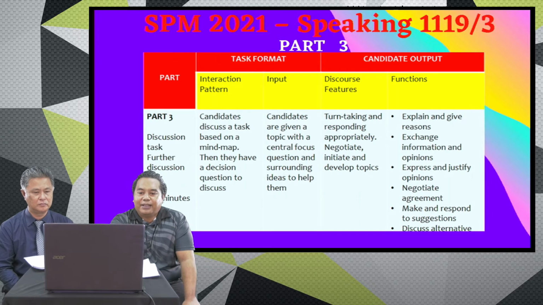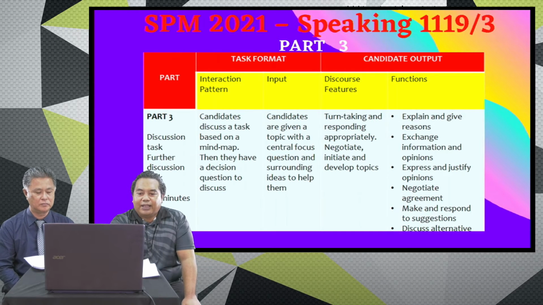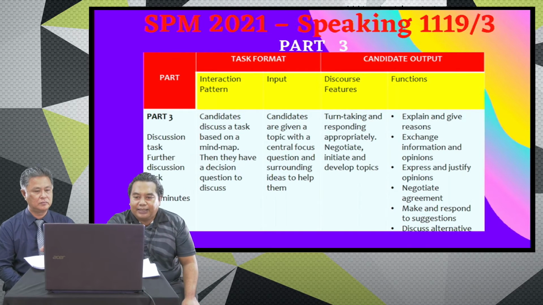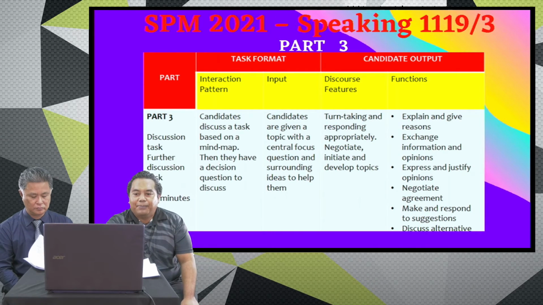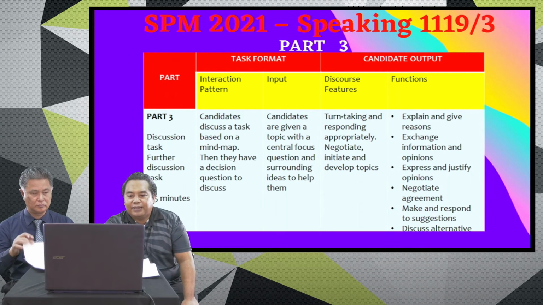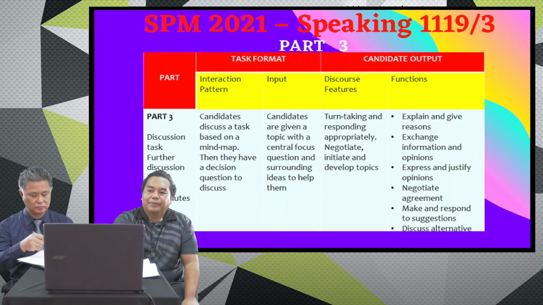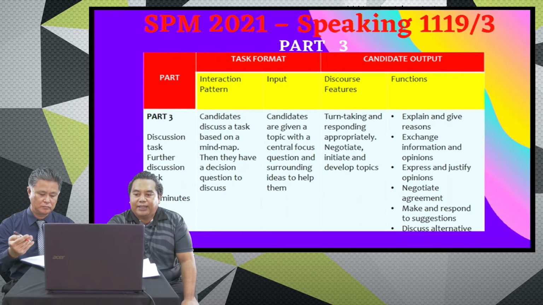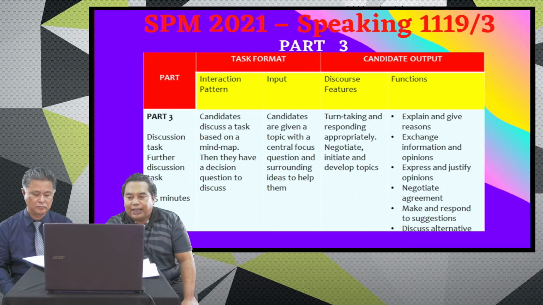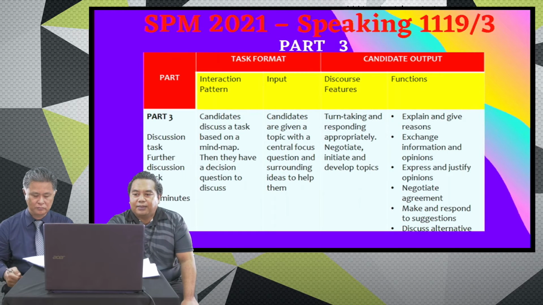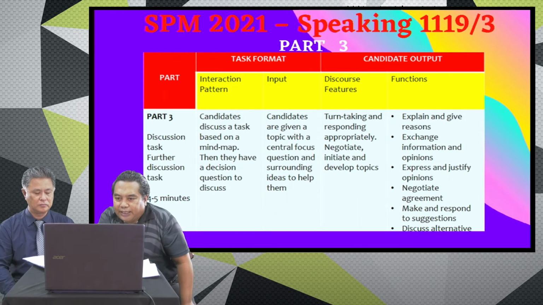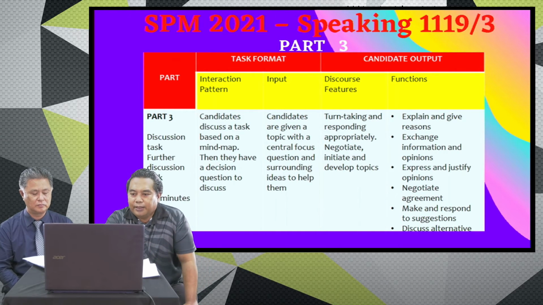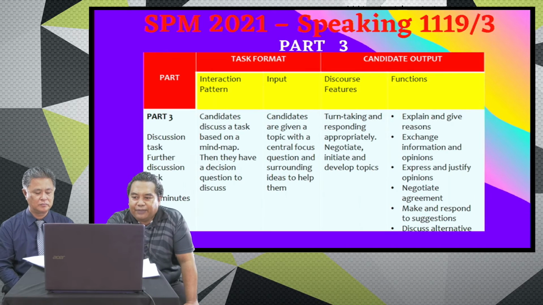Part 3 is a discussion task. Further discussion task, 4 to 5 minutes. Interaction pattern: candidates discuss a task based on a mind map. Then they have a decision question to discuss. Input: candidates are given a topic with a central focus question and surrounding ideas to help them. Discourse features: turn taking and responding appropriately. Negotiate, initiate and develop topic.